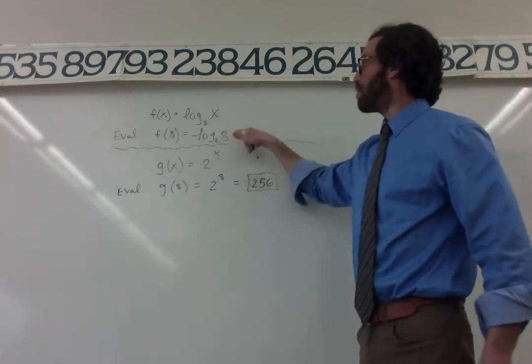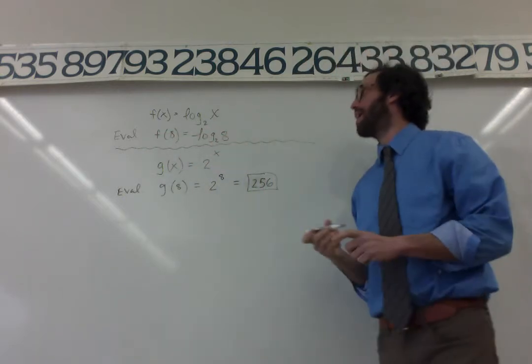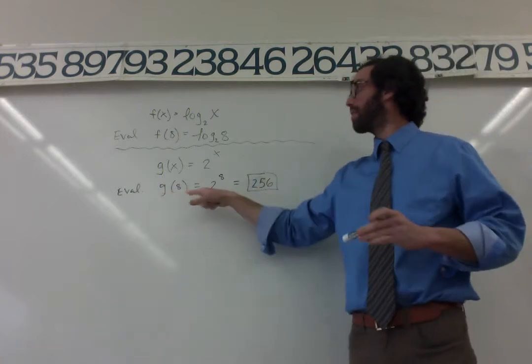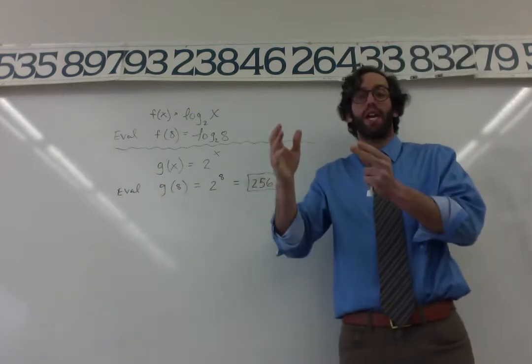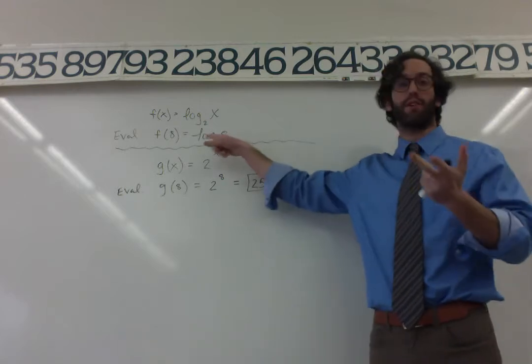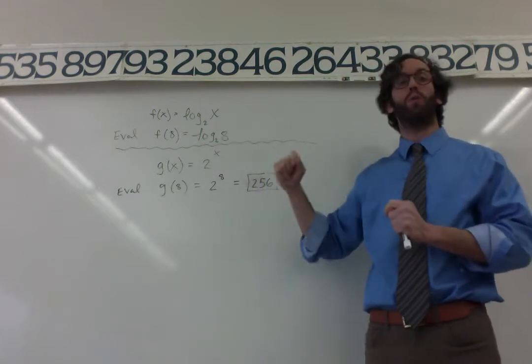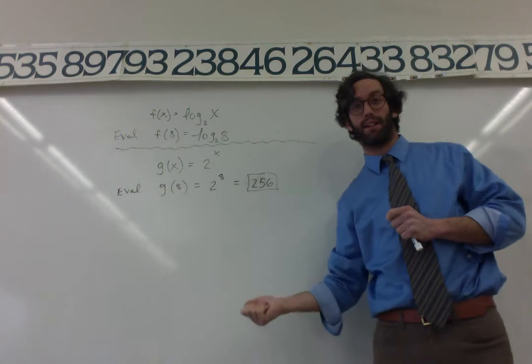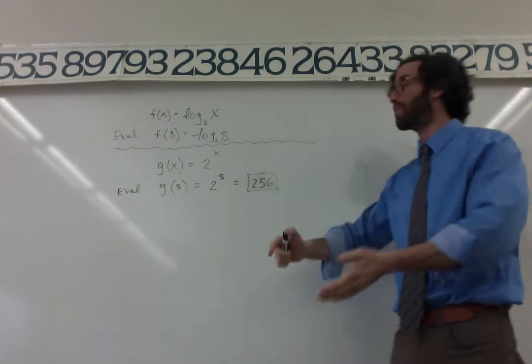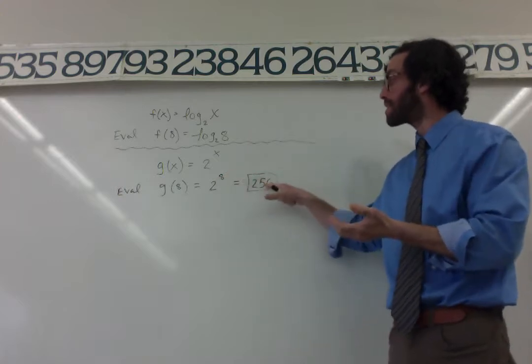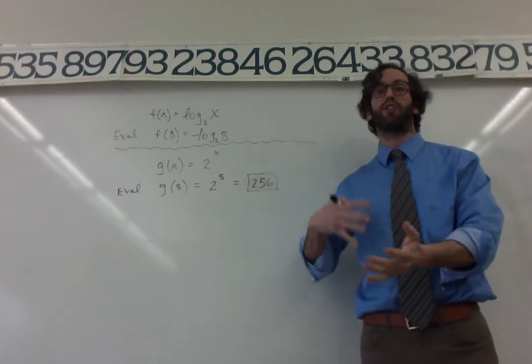What is log base 2 of 8 asking you to do? Whereas 2 to the 8th power means 2 to the 8th equals what, this is the inverse. This means 2 to what power equals 8. So now you're given the answer and asked to find the exponent. Instead of giving you the exponent and asking you for the answer, it's vice versa. It's rearranged because they're inverses.